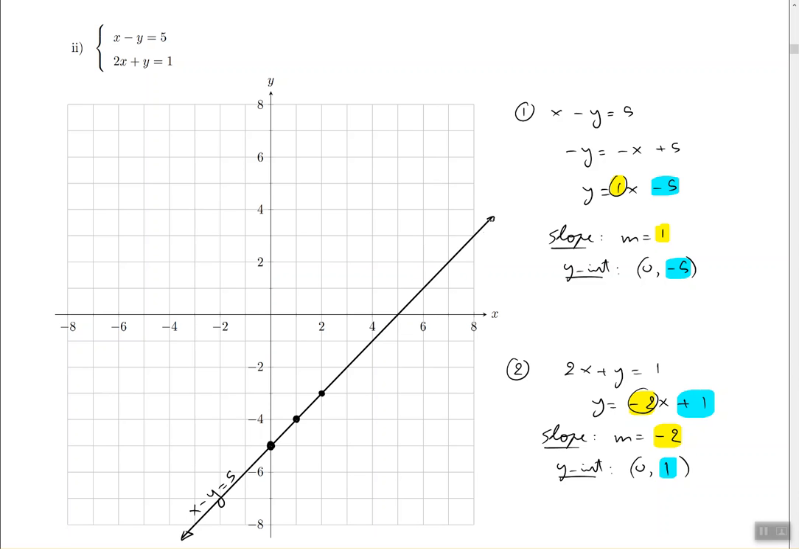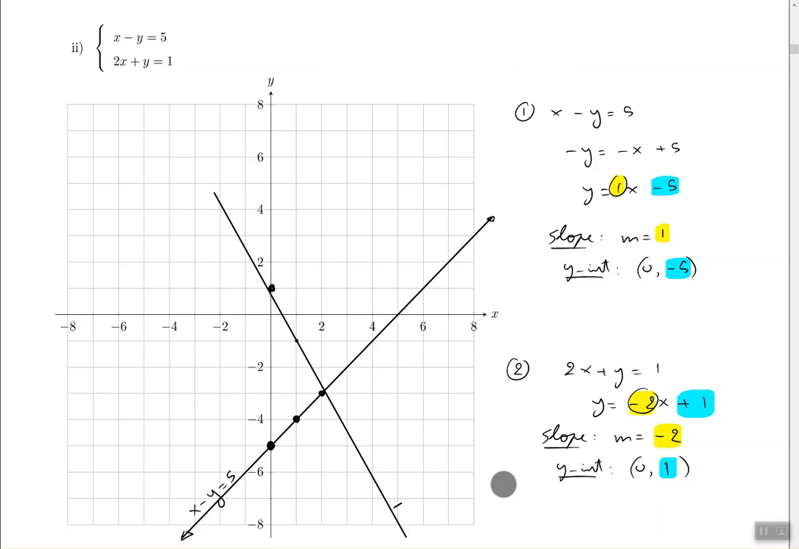Perfect. And the second equation, I have a slope of -2 and a y-intercept of (0, 1). So the (0, 1) is the y-intercept, and the slope is -2. So that means I'm going to go down 2 steps, over 1 step, down 2 steps, over 1 step. So my line looks pretty much something like this. And let me make sure to slide it over.